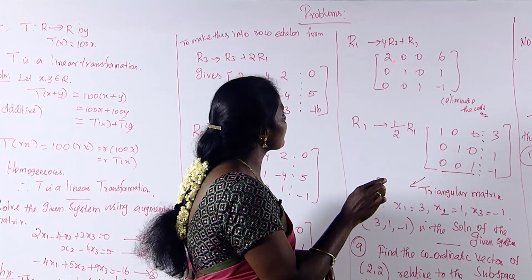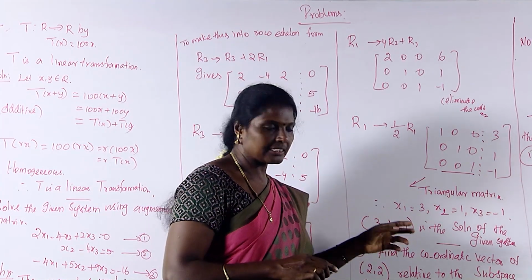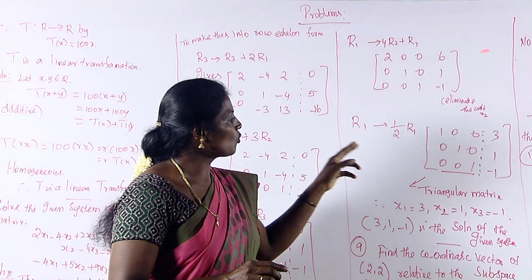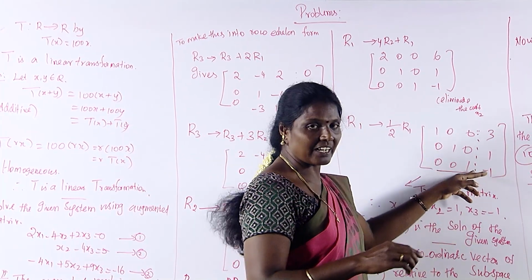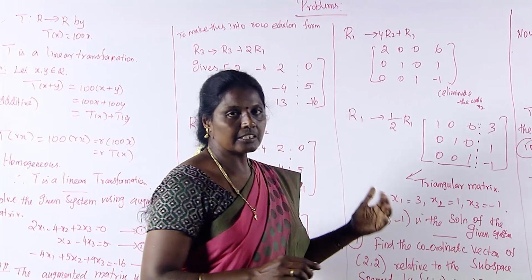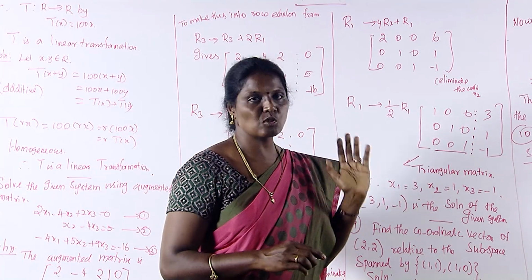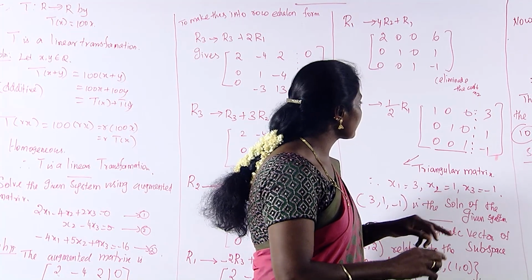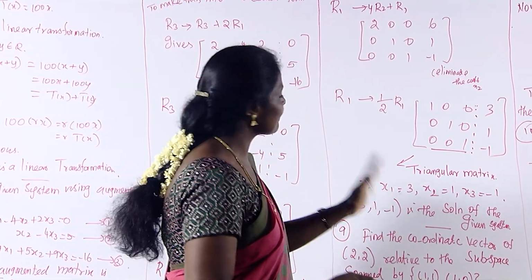So, here 2 alone remains, therefore, we can rewrite R1 implies R1 by 2, that is the first row entries can be divided by 2, you can get 1 0 0, 0 1 0, 0 0 1. You need not bother about this, because these all are the values. We can convert the augmented matrix into a triangular matrix. The remaining values will be the solution of the system. So, see the first value x1, the second value x2 and the third value x3, that is 3, 1, minus 1 is the solution of the given system.